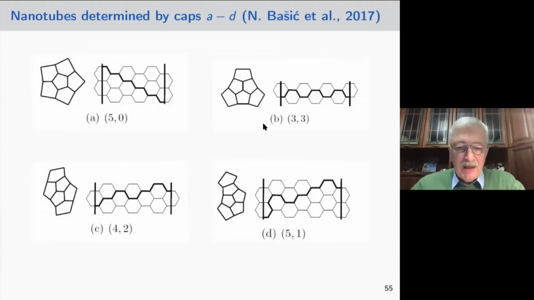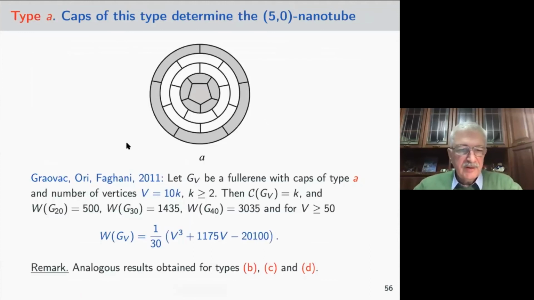So there are 4 types, and for type A, everything was studied by chemists Kovac, Ori, and Falcani. I know Ori, he's a chemist from Italy. He's quite famous in Fourier theory. So they consider this class of graphs, and in this case, the number of vertices is always a multiple of 10.